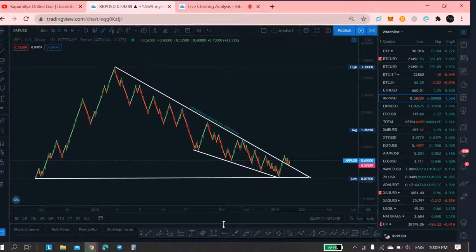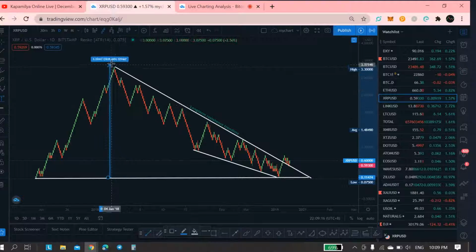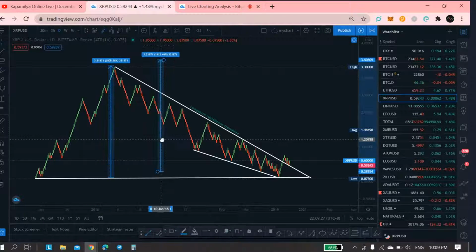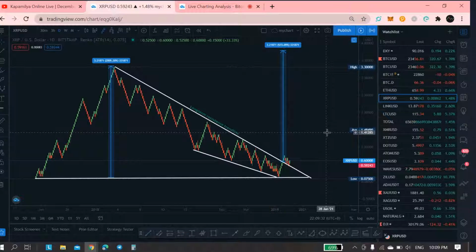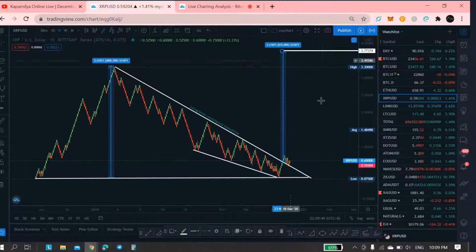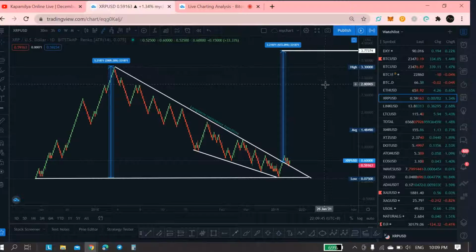Anyway, my target here is, same with Ethereum and Bitcoin, when you see a triangle pattern, just get the height and put that at breakout. So on a conservative note, we'll just use the all-time high of the 3.30 area, but it could extend higher than that. So that's a possible 572%.